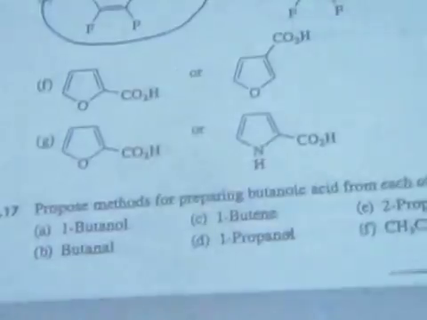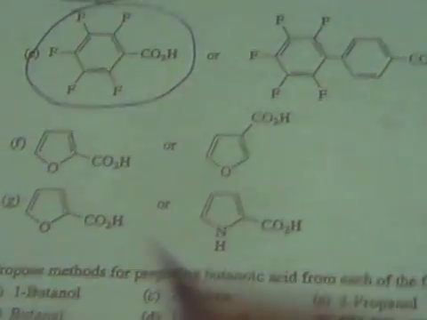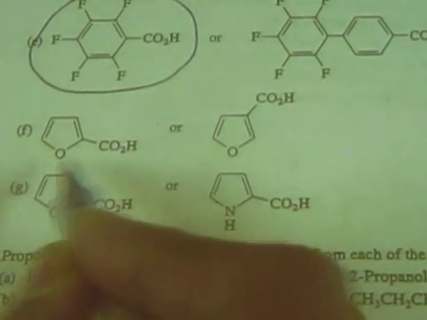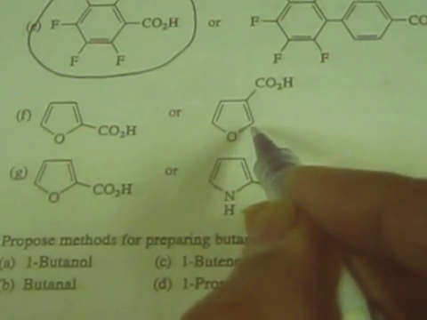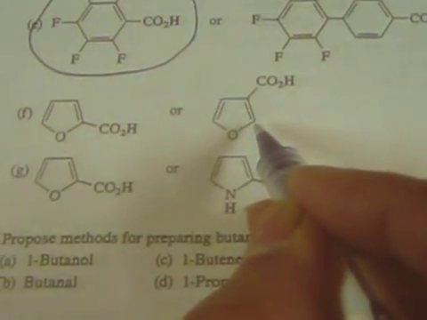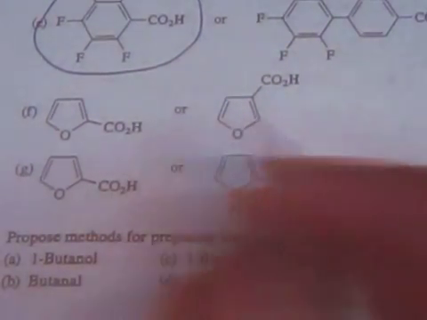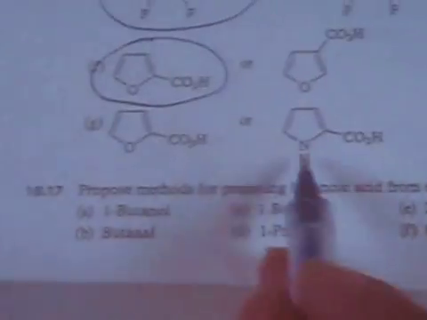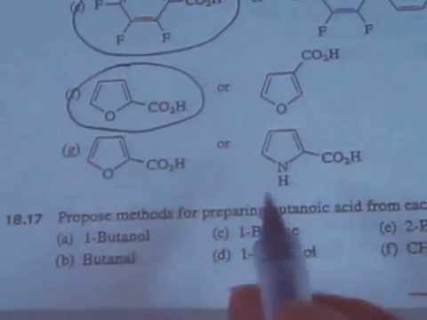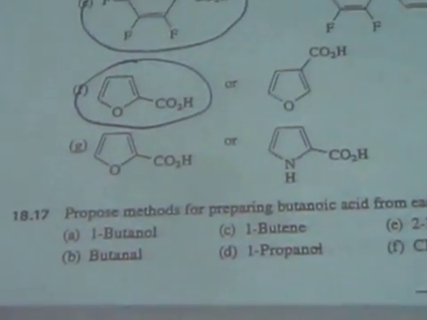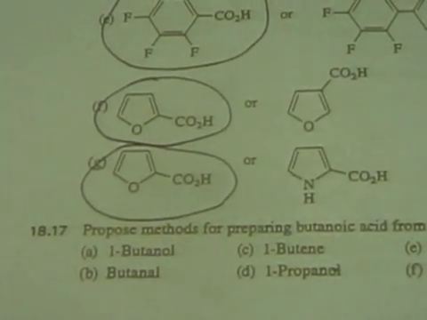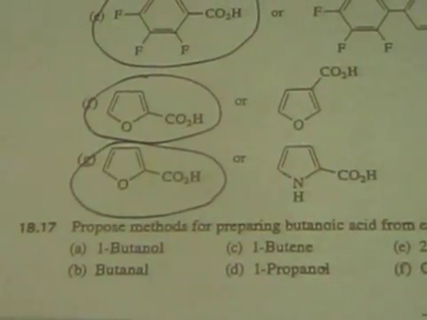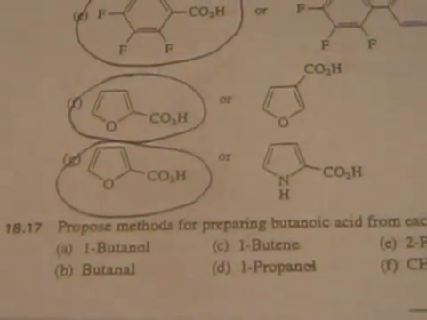Likewise, in the next one, the oxygen is right next to the carboxyl group here, and here it's separated by CH, and therefore this is closer and therefore a stronger acid. Between these two, you compare nitrogen with oxygen. Oxygen is more electronegative, and therefore this is a stronger acid. So it's fairly straightforward to predict the better acid of the two.